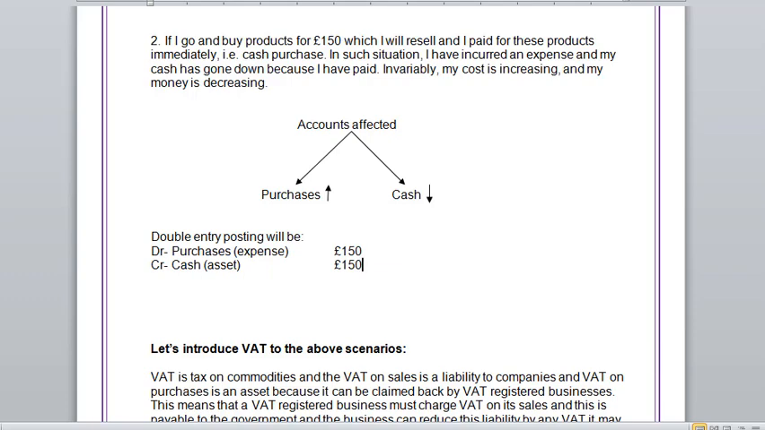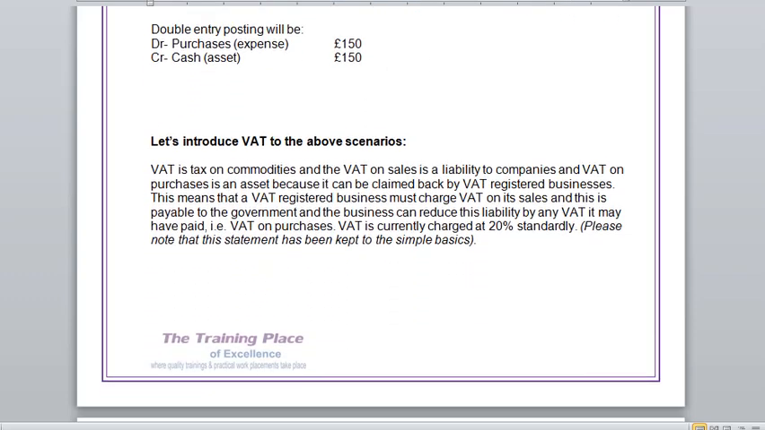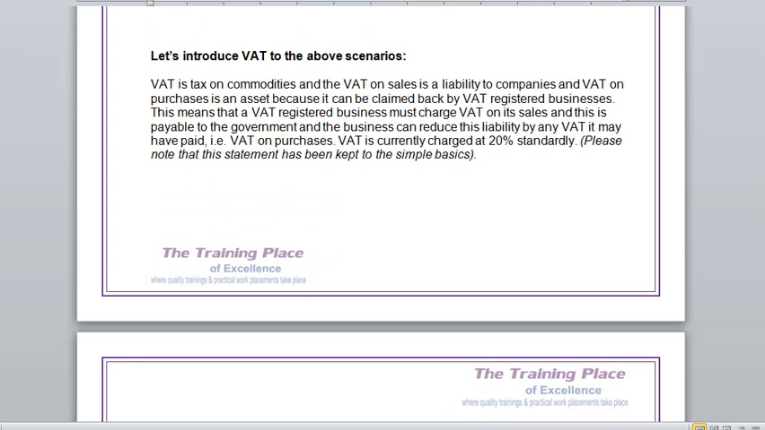Now let's introduce VAT. And we know that VAT in the UK is paid to the government, and it is a tax on commodities that is charged by the government. If you're a VAT registered business, you need to charge VAT on your sales. So you sell an item maybe for £100, you need to add VAT to that £100, and then the gross is what you will expect your customer to pay you.